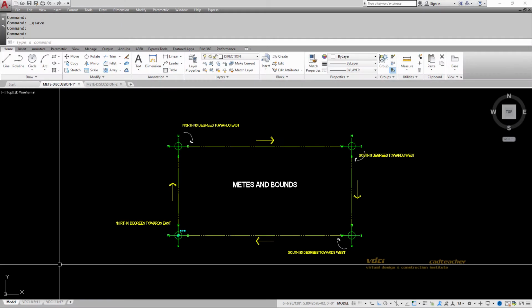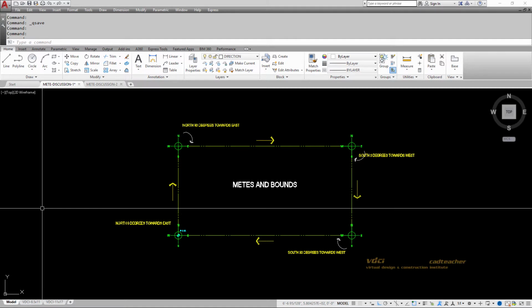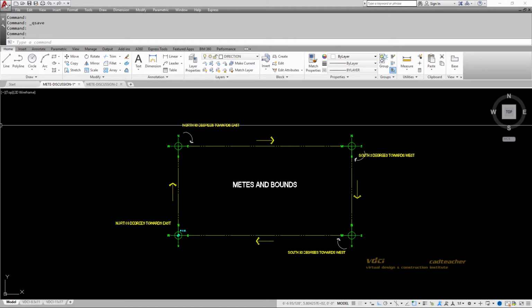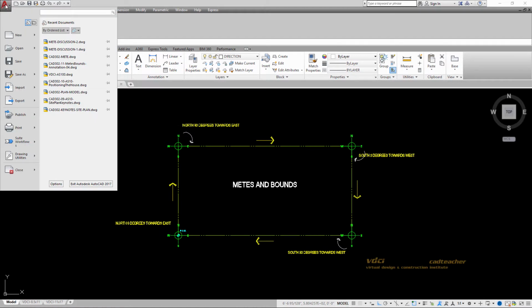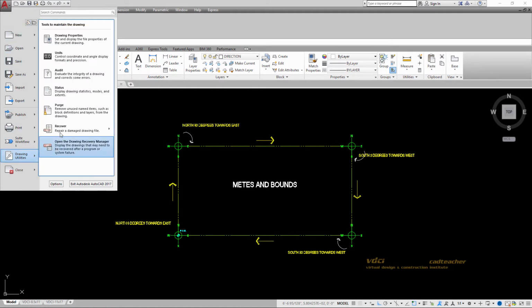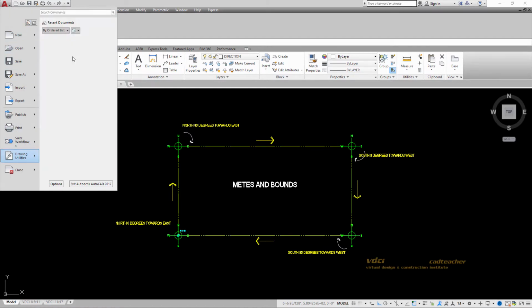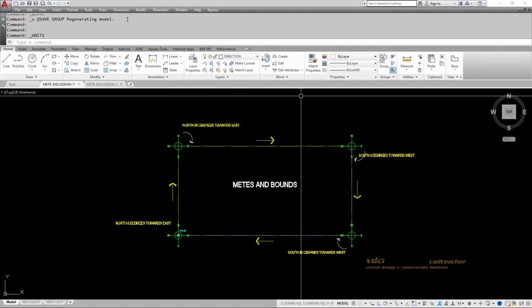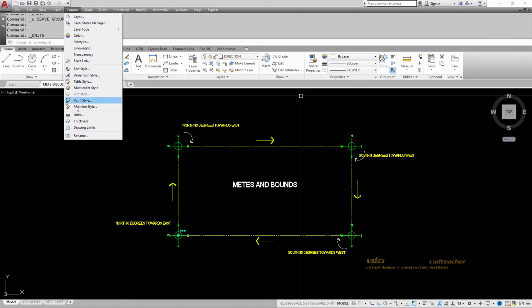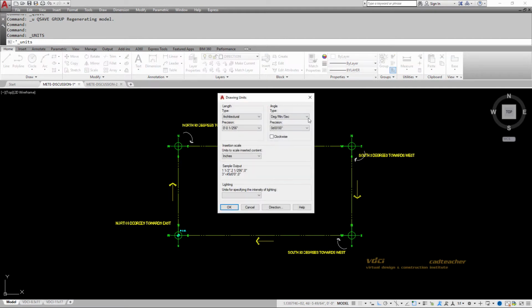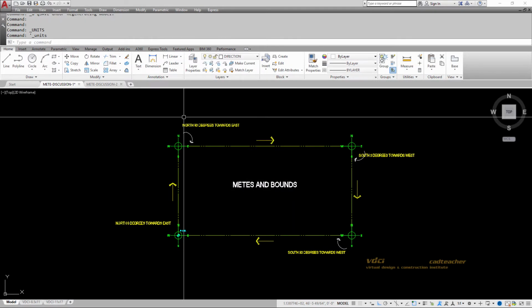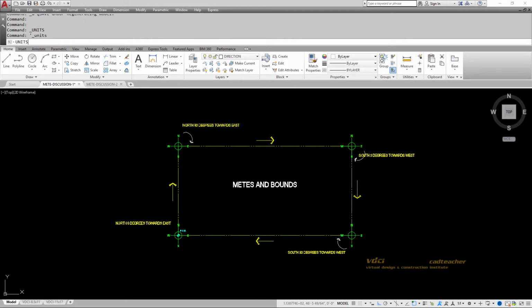Civil engineers who work on site plans, what we also call metes and bounds drawing, use different kinds of units. Let me show you how we can access the units command. I can either go to the big A, which is the applications manager, go to drawing utilities and choose units, or I can go up to format and choose units. Or I can just type the command units.